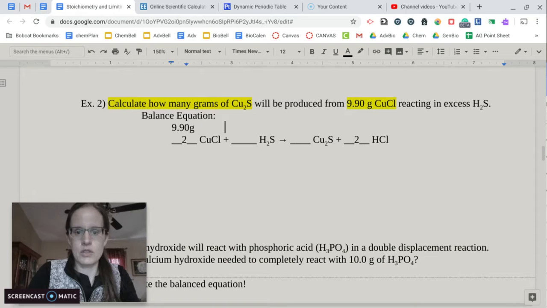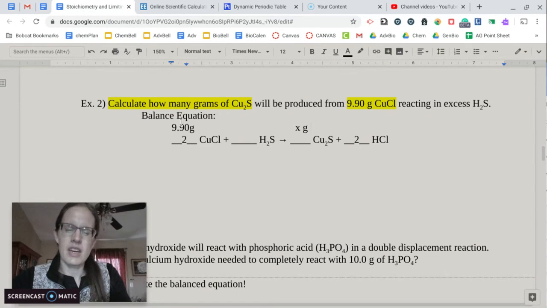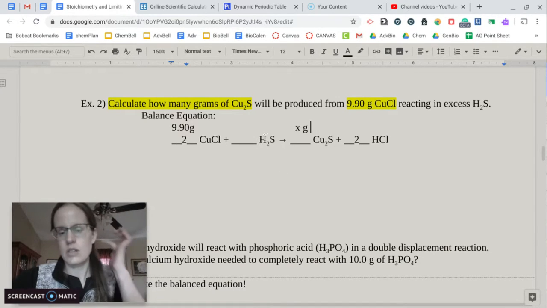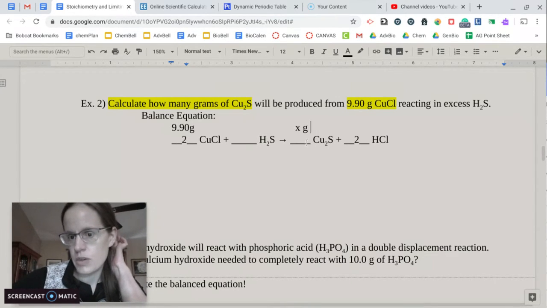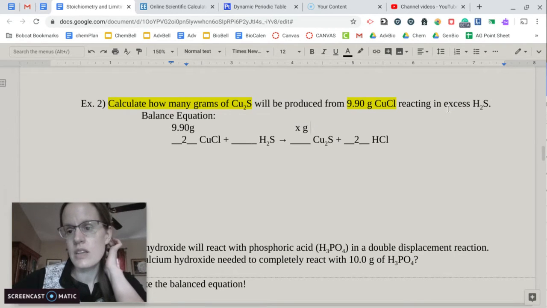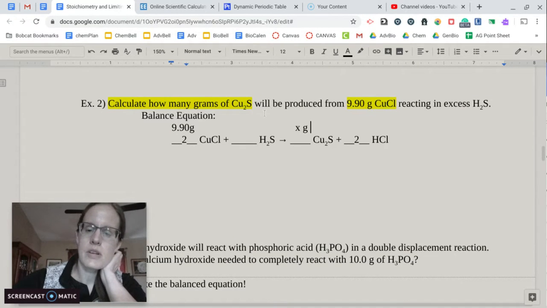And we're trying to get over 2 grams of that one. And that kind of tells you what you need to be focused on and what you can ignore. We're going to ignore this acid, the H2S. They've told us that we're reacting with an excess of H2S, so that means that we won't run out of this. It's not going to run out before the copper chloride runs out.